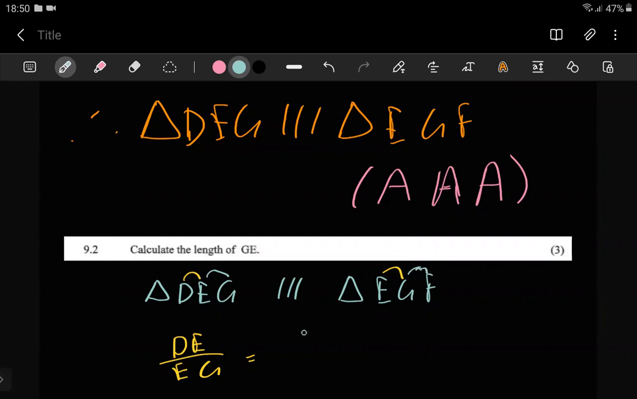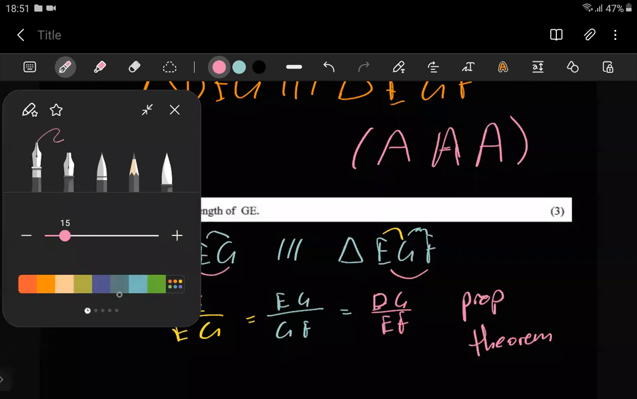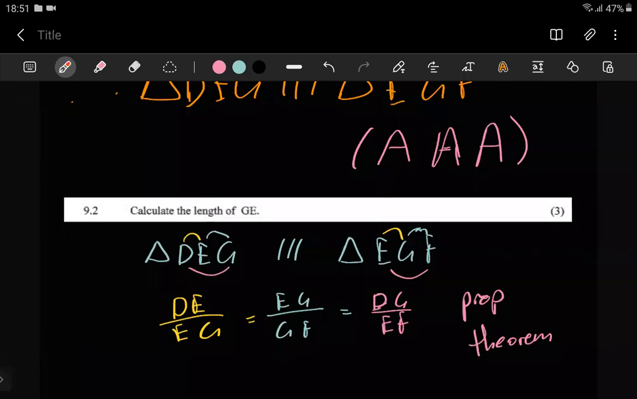Which is also equal to DG over EF. You're able to write all this out. Your reason will just be the proportionality theorem. Now, the reason for writing this out is because of the question they asked. They asked us to get EG. When you've written all this out, you can just look out for where EG is. And here is EG.